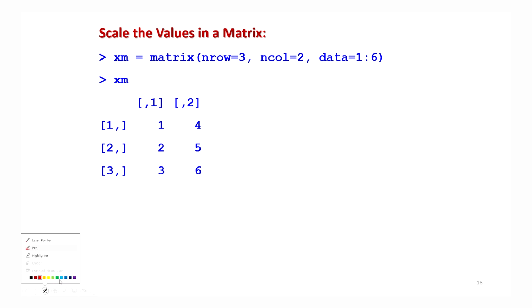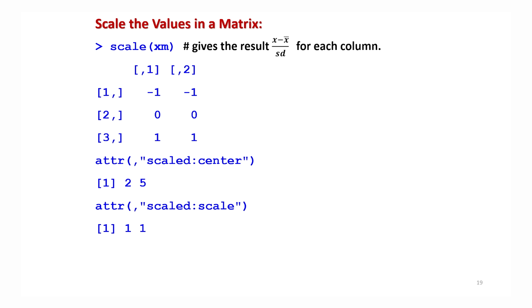Now I try to repeat the same thing for a matrix, because in multivariate analysis many times you have to give the data in the form of a matrix. So you have to be confident that these procedures are working over the matrix also. So let me create a 3 by 2 matrix of the values 1, 2, 3, 4, 5, 6 using the command matrix with nrow equal to 3, ncol equal to 2 and data equal to 1 to 6, and I store this data into this matrix, say xm.